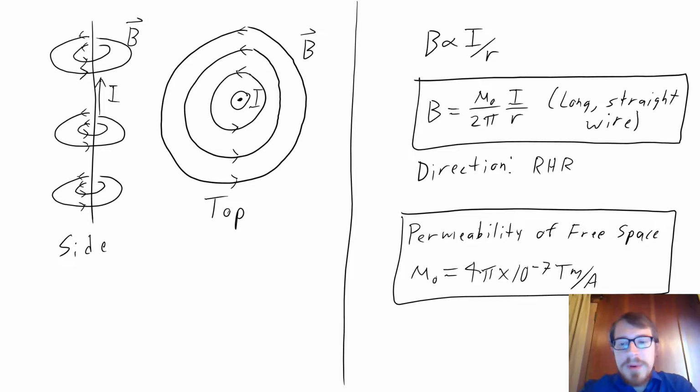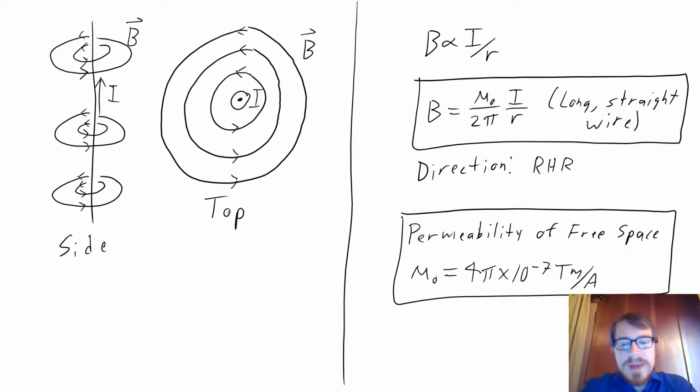So the magnetic field is proportional to current divided by distance from the wire. If you add in a constant, you make this an equality instead of just proportionality. The magnetic field is equal to this constant mu naught, which we'll get to in a second, divided by 2 pi, times the current running through the wire divided by the distance from the wire. This is pretty specific to a long straight wire. If your wire is in some other shape, you have to be a little more clever to figure out the magnetic field strength near that wire. We'll get to that in just a little bit.